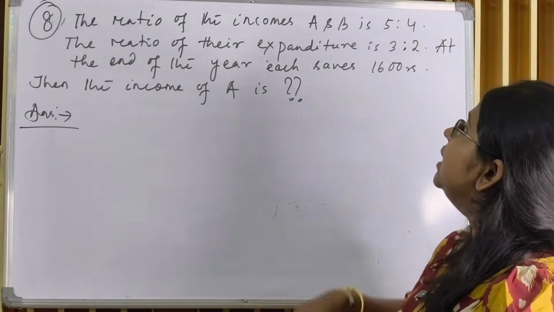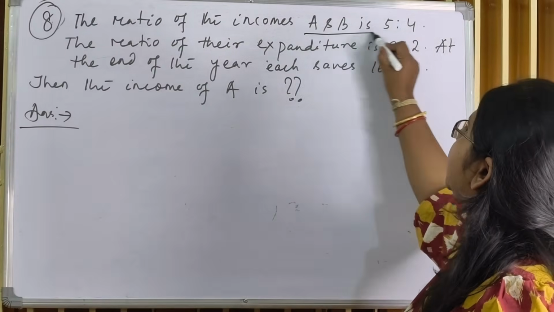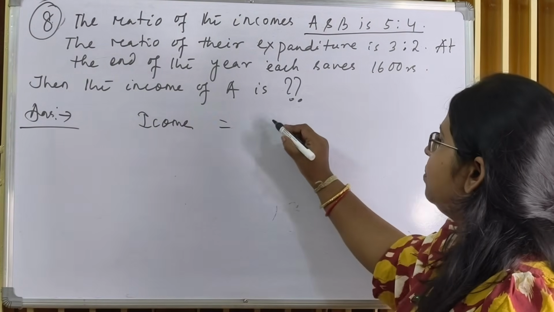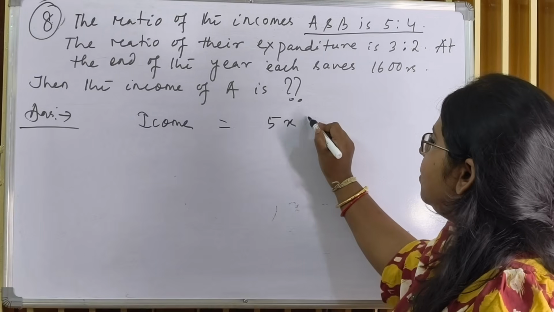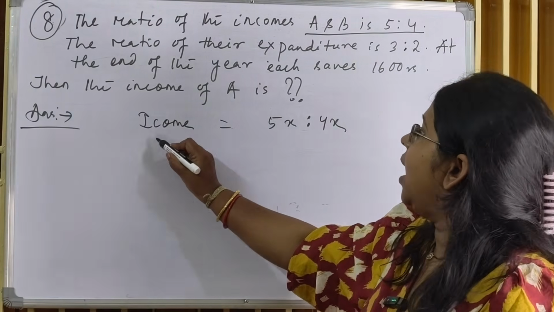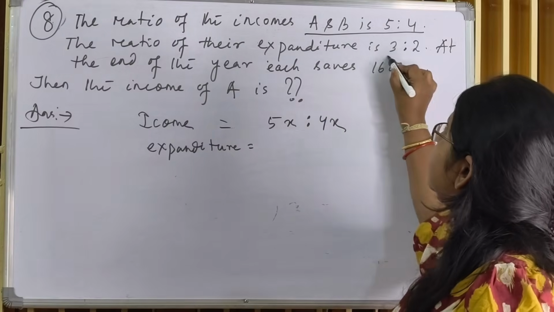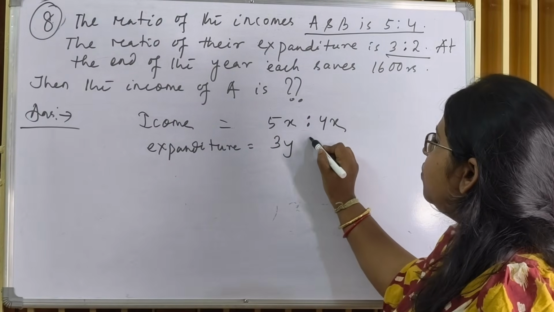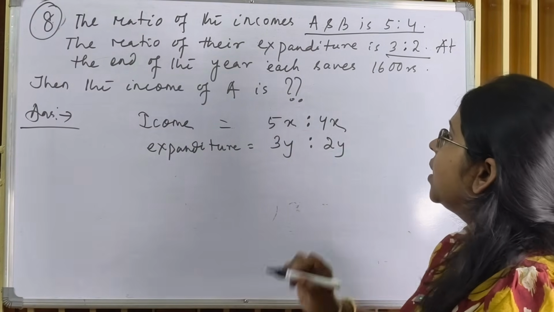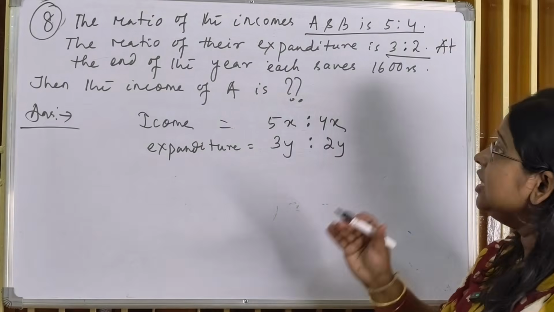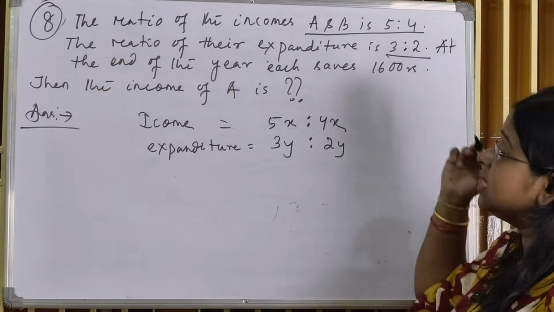The ratio of the incomes of A and B is 5:4. Income of A and B, that is 5:4, so 5x is to 4x. And their expenditure, take another variable here, that is 3:2. Let it be 3y:2y. At the end of the year, each, that means A and B, saves 1600 rupees.